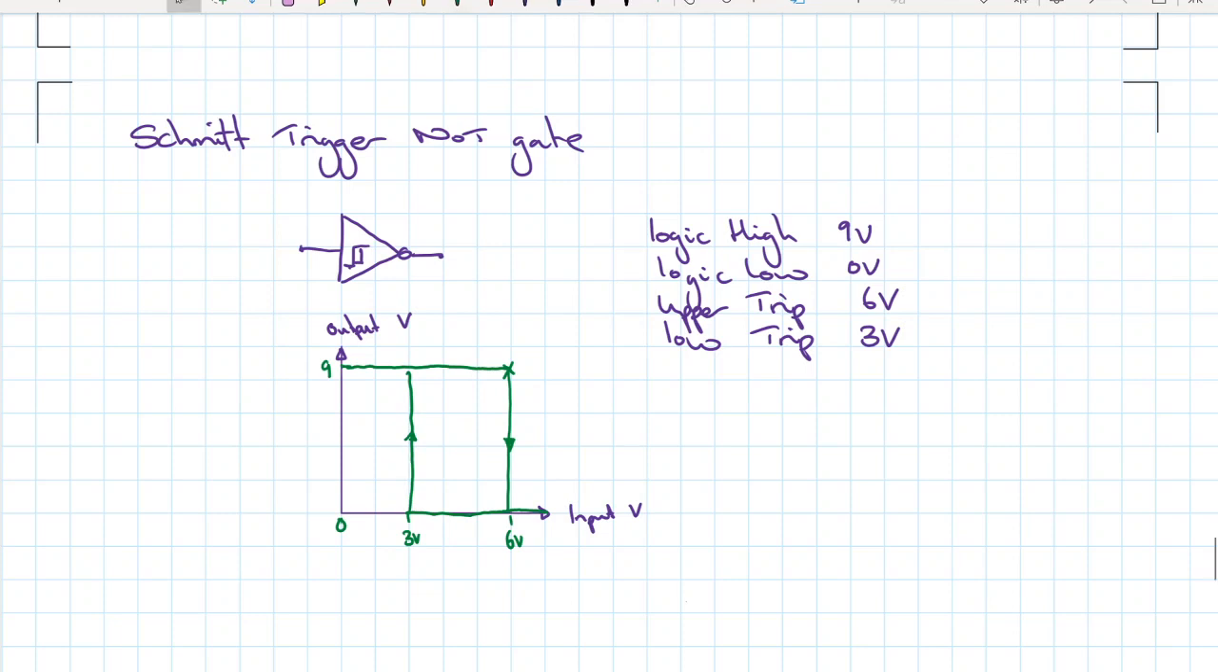We see that we have these two points at which it changes from a logic high to a low and low to a high. But the important thing is to start off thinking that there's a normal NOT gate, logic low in, logic high out. Work from there to produce your hysteresis loop, which if you look is a reverse mirror image of what we have on the symbol.